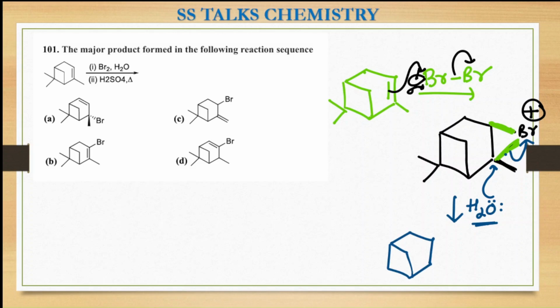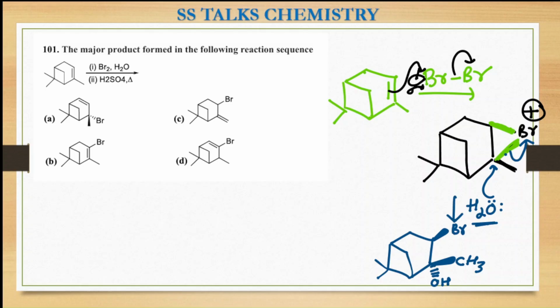Here the four membered ring remains as it is. This one is as it is. At this position at the wedge the Br group will be present. Now at the dash position the OH group is coming, and the methyl group will shift onto the wedge position. So this is the species that we are going to get after the first step.